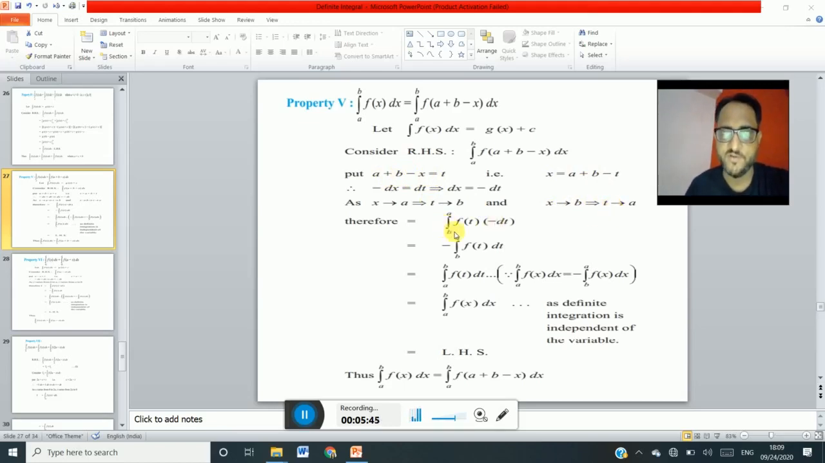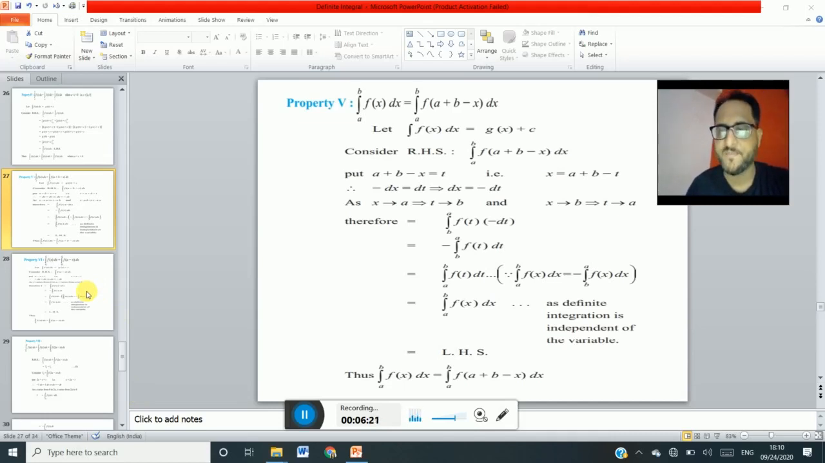So now, therefore, limit from b to a, f of t minus dt. It's a negative sign again, a constant, take it outside the integral, right? And by using the property, this negative sign merges when we interchange the limits. Okay, then b to a converts to a to b, and then same as previous, change the variable, right? So it is f of x dx. This is the left side of the proof, right? This proof is very similar to the previous one. So this is nothing but property number 5, which is also an important one, which is asked in the exam, right?